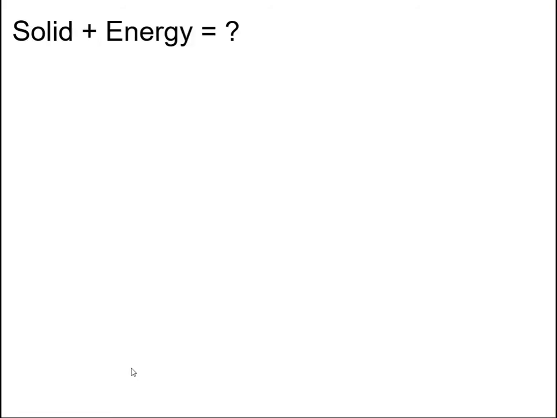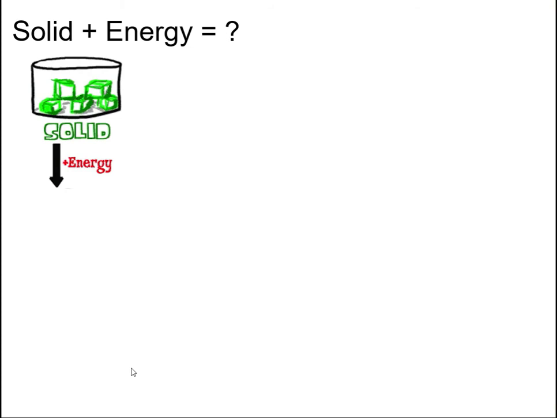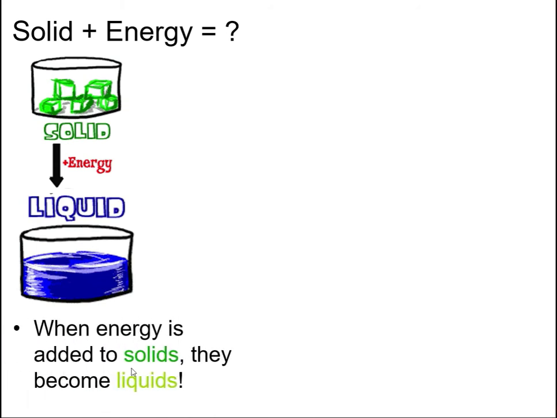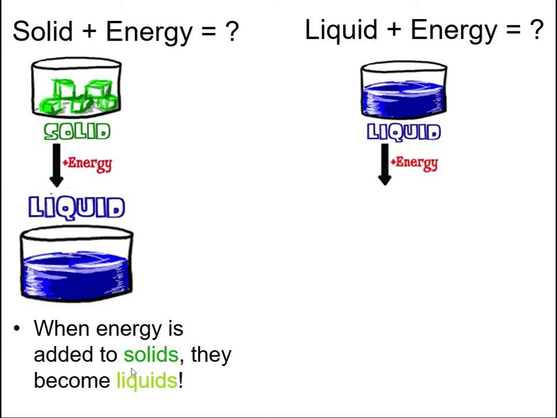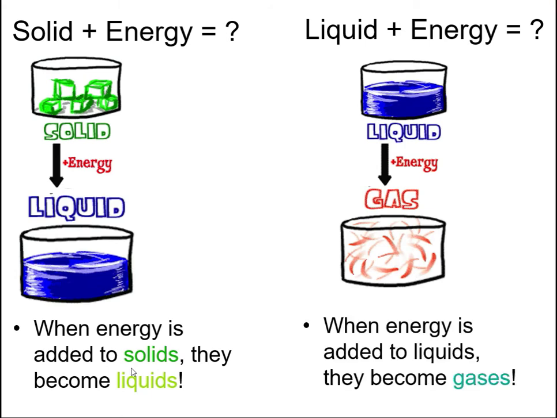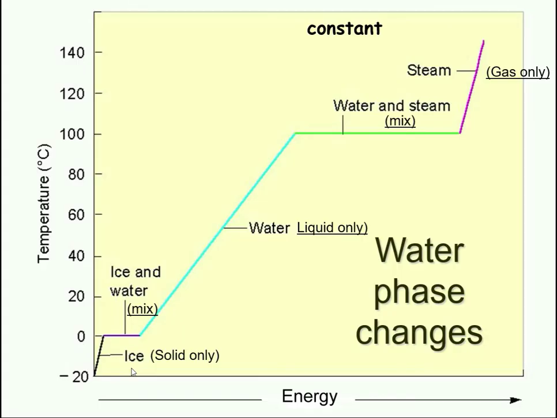So a solid plus energy, you get a liquid. When the energy is added to the solid, it becomes a liquid. When a liquid has energy added, it becomes a gas. So the norm is a solid you add energy becomes liquid, a liquid add energy becomes gas, and vice versa. When you remove the energy, it goes backwards.